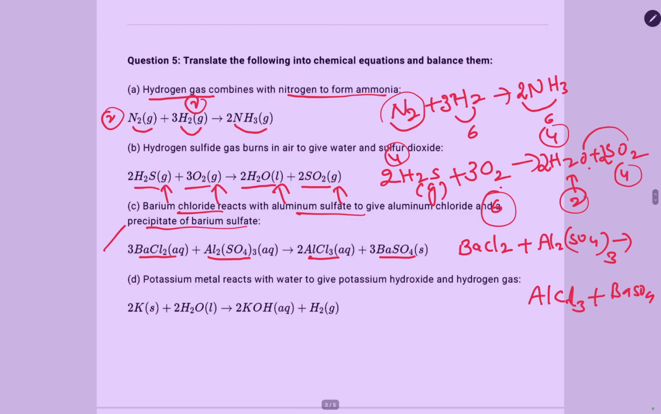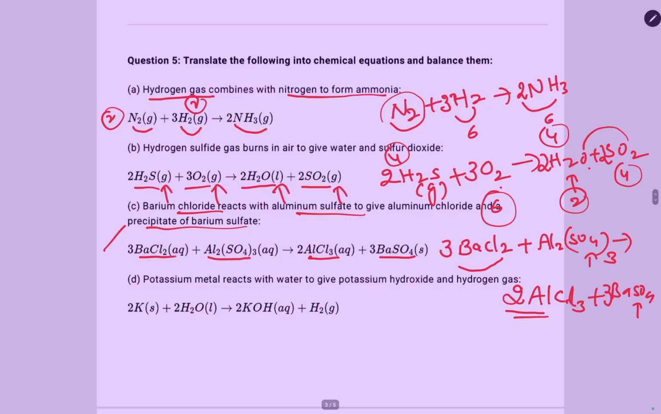Once you write this equation, then you observe which one you need to balance. First you will start with the highest number of atoms. So SO4 here you find 3, but on the right hand side only one SO4 is there. So simply you multiply with 3 here. Now barium became 3, so to balance barium, again I put 3 here. Now if you observe, chlorine is 6 here, and here Cl3 we find. So multiply with 2. So here chlorine is balanced, and aluminium 2 here is already balanced.